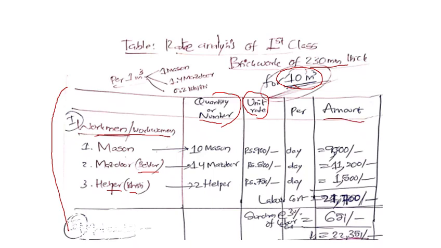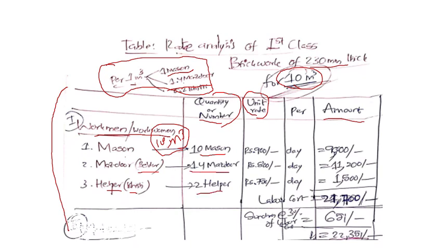So first one is mason. This is important, it is turnout data. Mason is one mason per 1 meter cube, so for 10 meter cube, which is the overall volume of brickwork, 10 into 1 is equal to 10 masons. Mazdoor is 1.4 mazdoor for 1 meter cube, meaning 10 into 1.4, it is 14 mazdoor. Then helper, Bisti, 0.2 is Bisti, 0.2 into 10, it is 2 helpers.